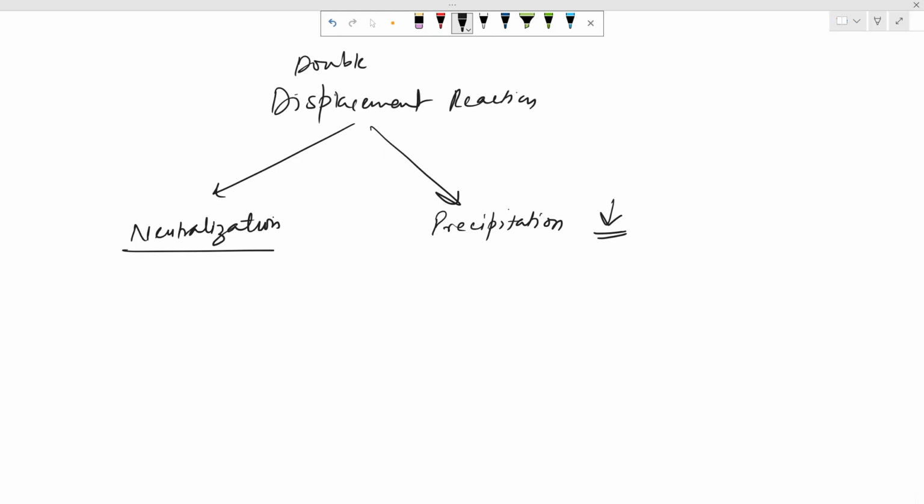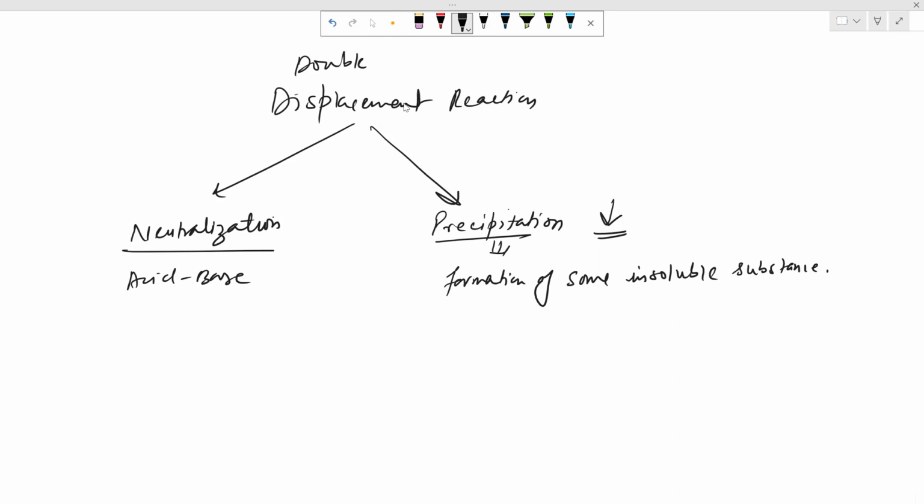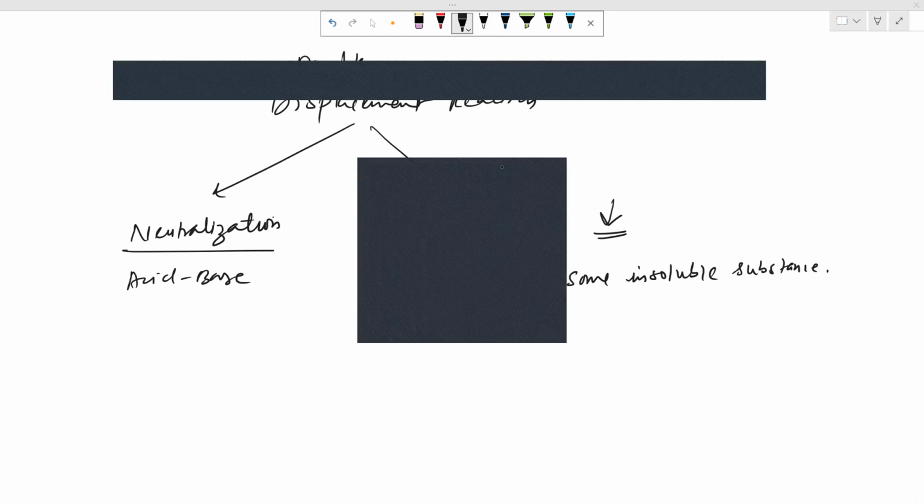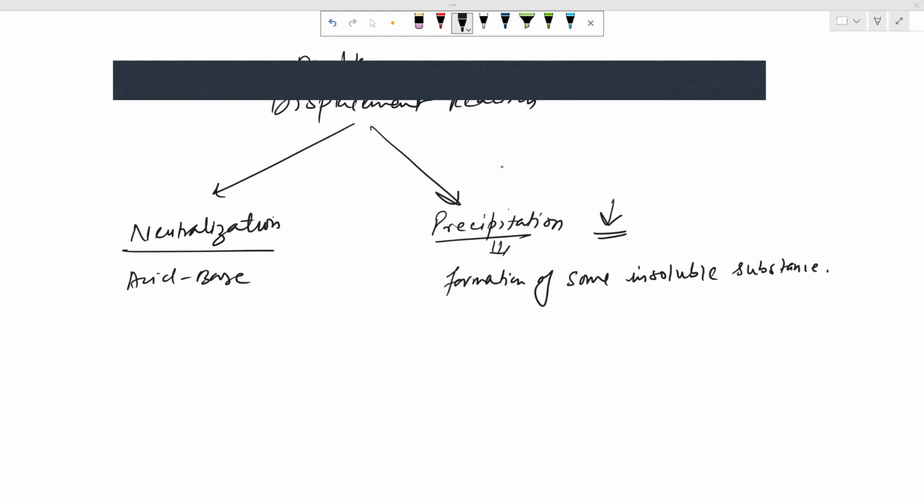So neutralization is acid base, and precipitation is formation of some insoluble substance. You understood? Note it down and then you can leave.